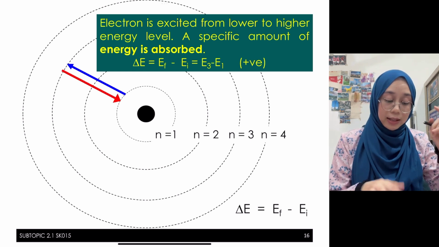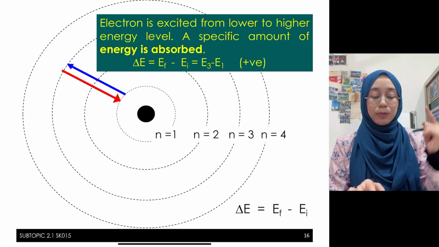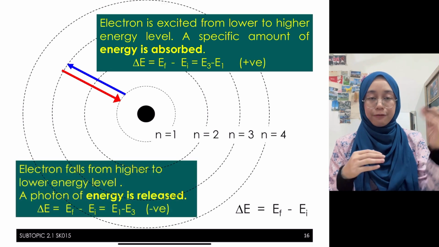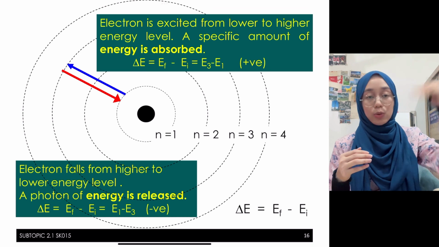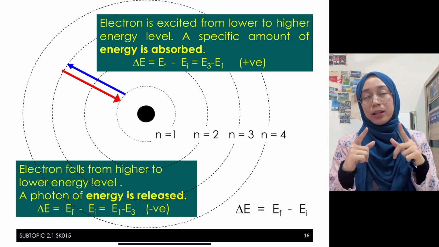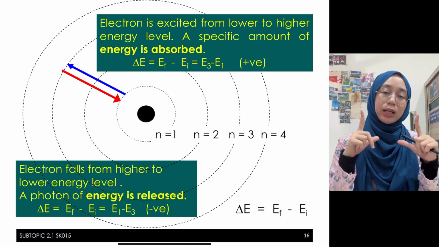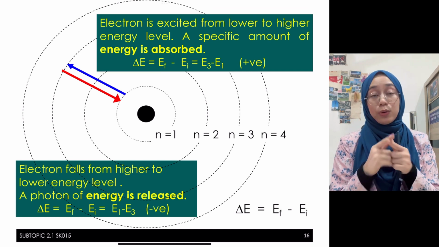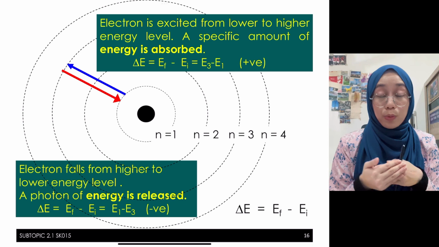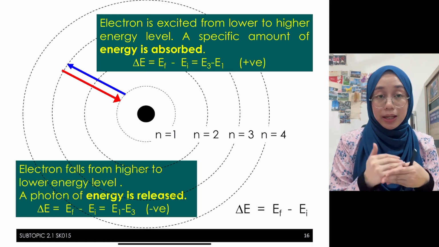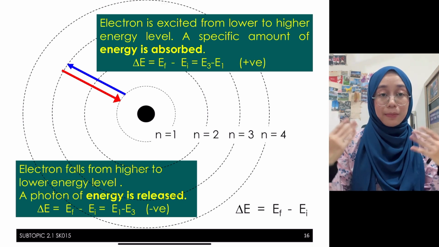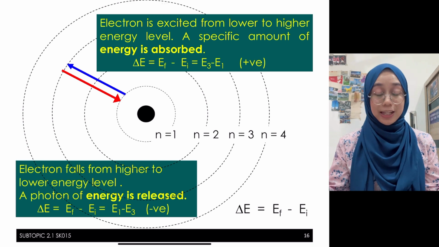So bila dia berada ke atas tu tadi, dia jatuh bawah balik. So bila jatuh bawah balik ni, kita kata dia fall from a higher energy level to a lower energy level. Dan kita boleh cakap dia release energy in the form of photon. So bila kita kira dia punya delta E, you will get a negative value kat situ, where the negative value actually indicates that the electron is emitting energy sebenarnya.